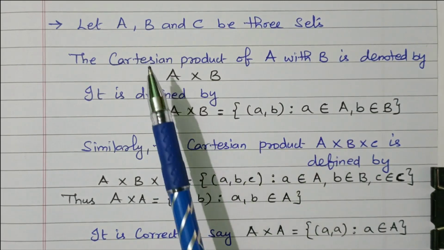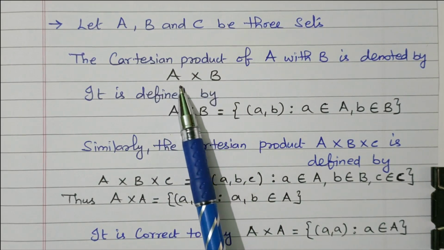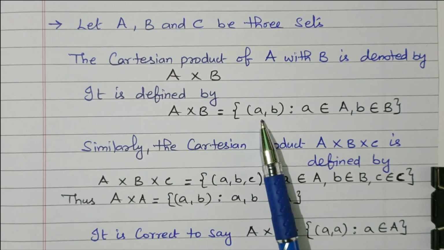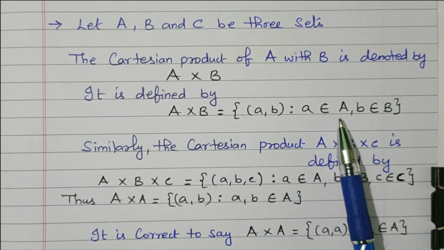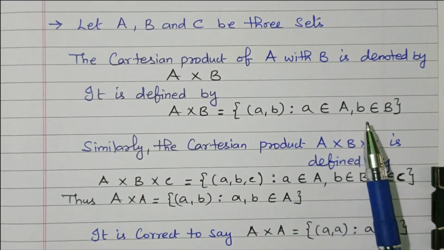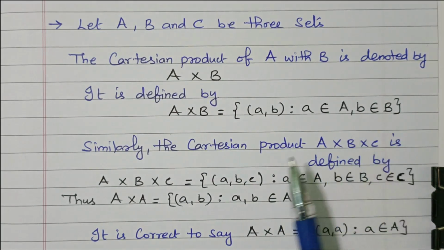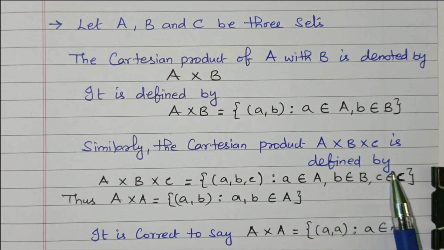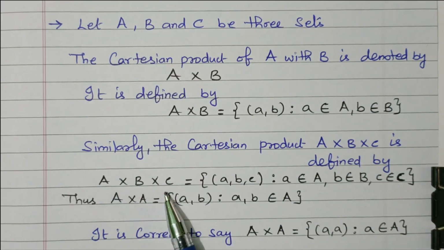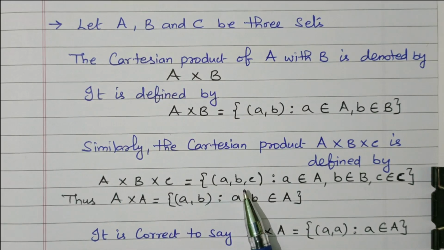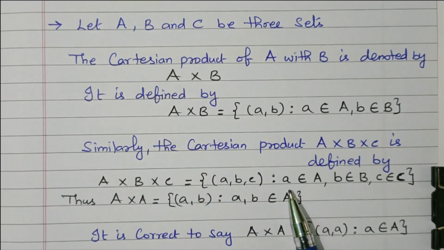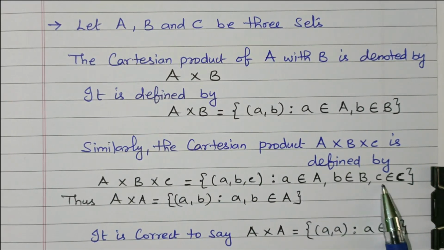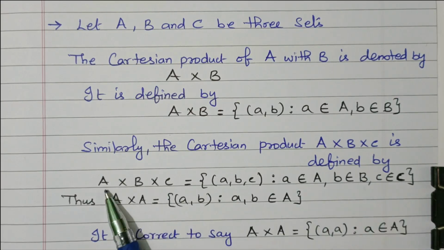So we consider three sets A, B, C. First we consider A cross B. A cross B is defined as the set of (a, b), in which a belongs to A and b belongs to B. Similarly, the Cartesian product of A cross B cross C is defined by A cross B cross C equal to the set of (a, b, c) such that a belongs to A, b belongs to B, c belongs to C, right? So here we have three elements.